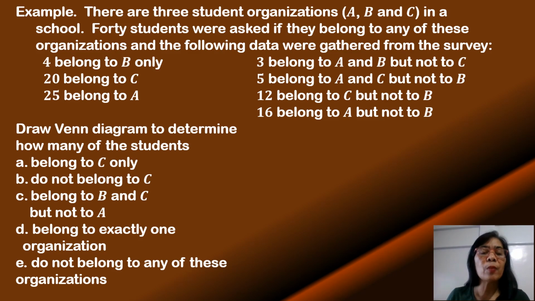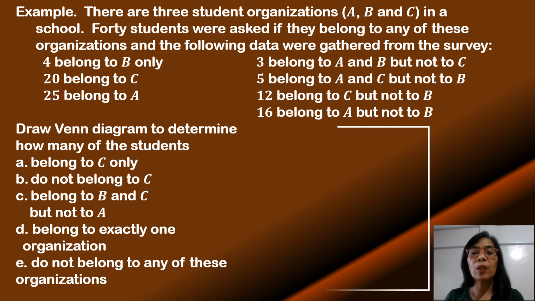Using a Venn diagram, we are required to determine the number of students who belong to C only, those who do not belong to C, those who belong to B and C but not to A, students who belong to exactly one organization, and those who do not belong to any of these organizations.